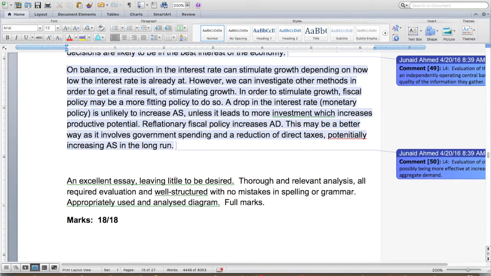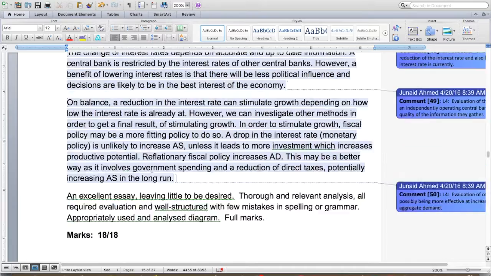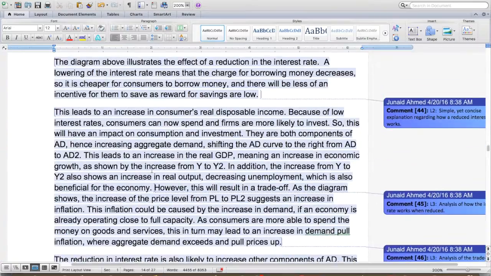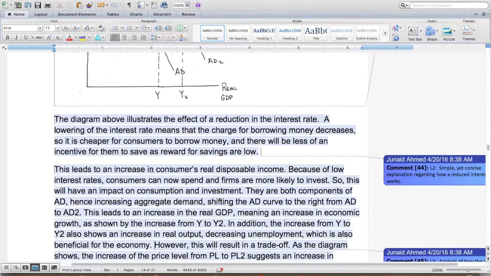An excellent essay leaving little to be desired, thorough and relevant analysis, all required evaluation, well structured, with no mistakes in spelling and grammar. I would actually change that with few mistakes in spelling and grammar. Appropriately use and analyze diagram. There is some that I would say is still missing from this essay, but I pointed those things out to you. Generally, the essay is quite strong.